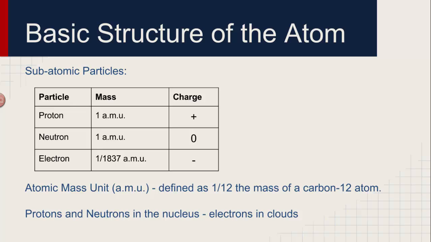Electrons, of course, are negatively charged, and they're found in clouds around the nucleus. And we're going to look at electron structure much more carefully later on. Right now, we're just going to consider the structure of the nucleus for a little while.